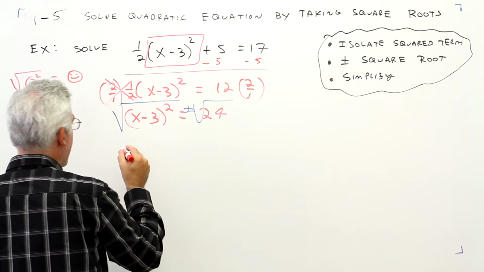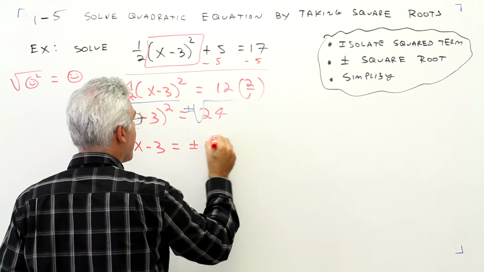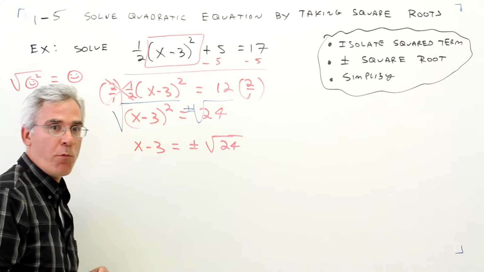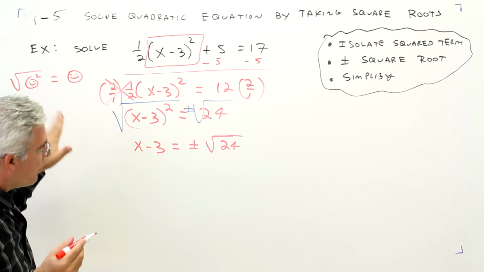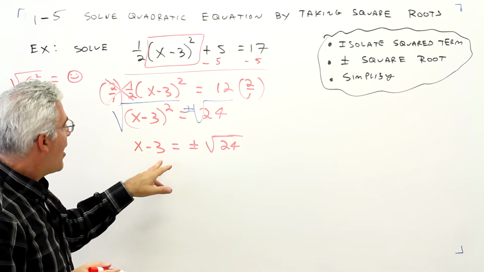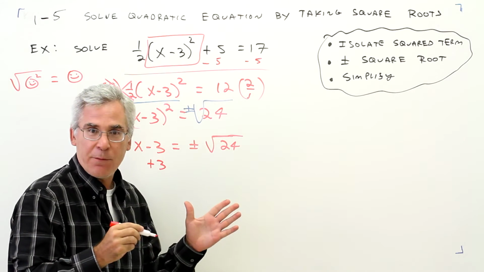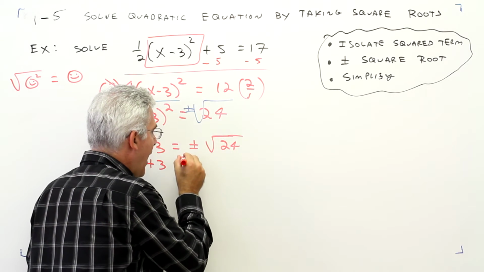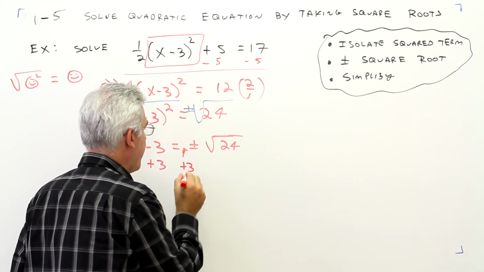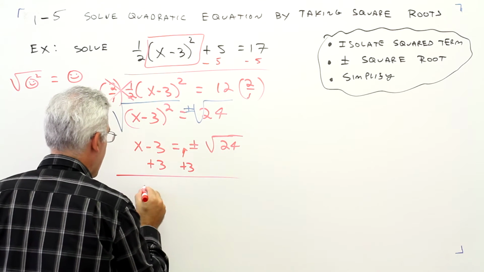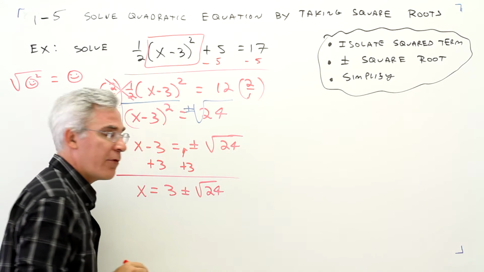All right, so in this case, we're going to get x minus 3 equals plus or minus the square root of 24. And again, over here, we're assuming that the insides are positive. All right, then what we're going to do is add 3. And some students get confused here. I always emphasize add and subtract just in front of the plus or minus. So I now have x equals 3 plus or minus the square root of 24.